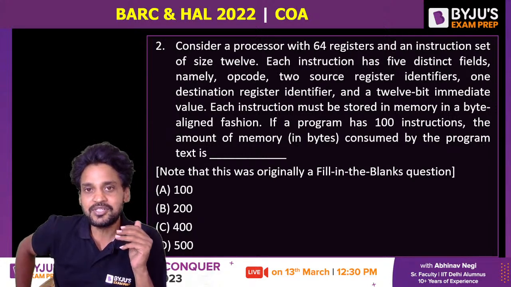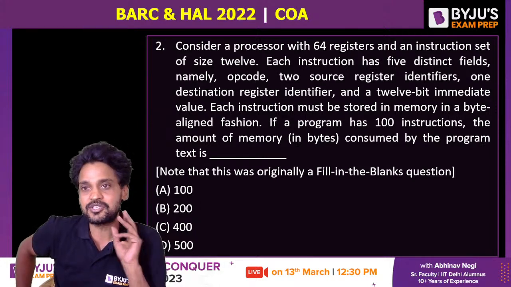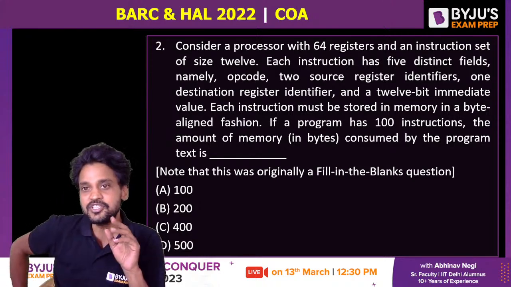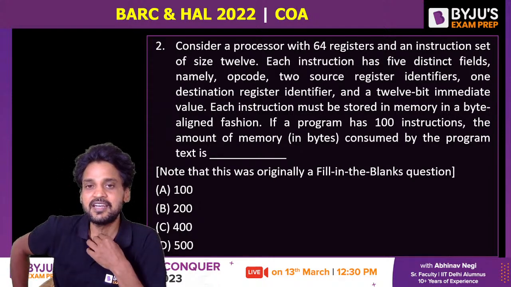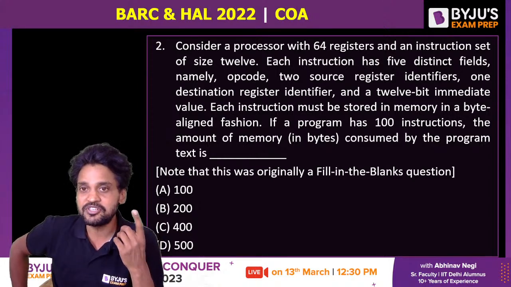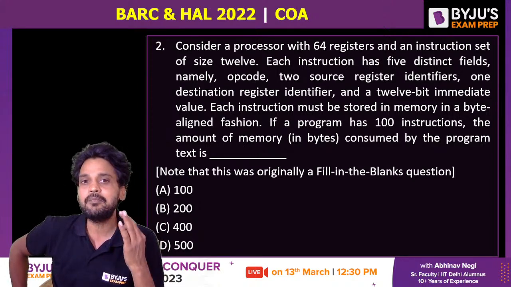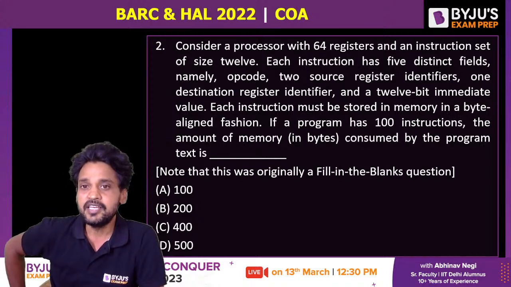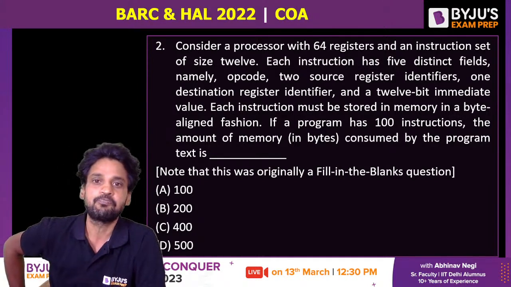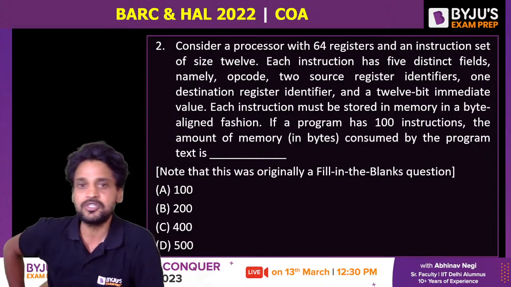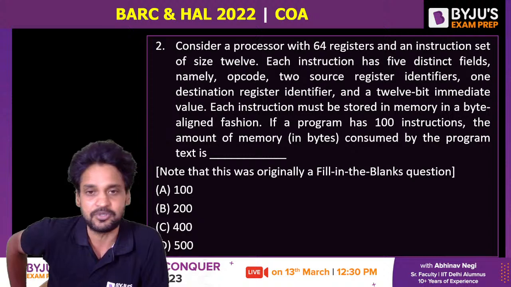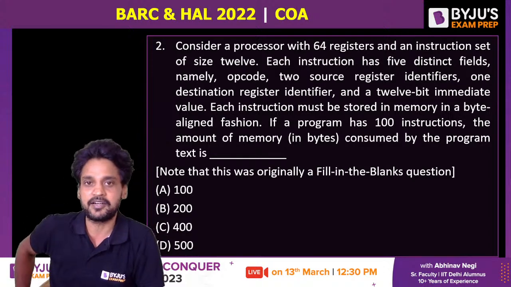Consider a processor with 64 registers and an instruction set of size 12. Each instruction has 5 distinct fields, namely opcode, 2 source register identifiers, 1 destination register identifier, and a 12-bit immediate value. Each instruction must be stored in memory in a byte aligned fashion. If a program has 100 instructions, the amount of memory in bytes consumed by the program text is. Let us have a look at it.